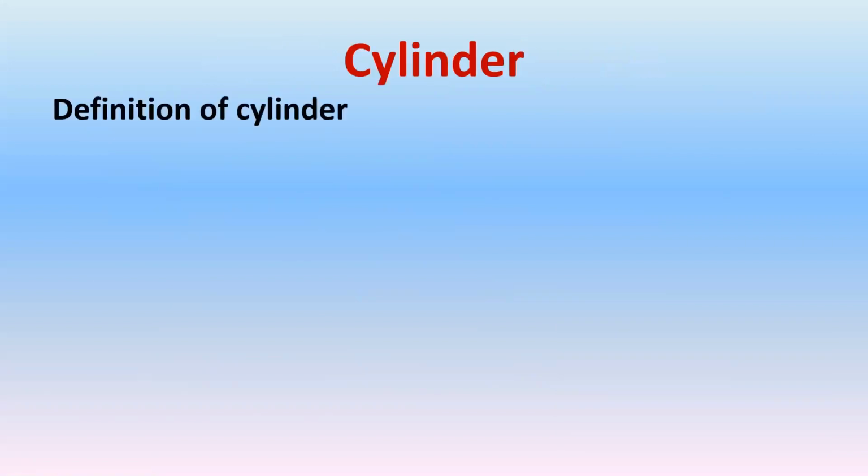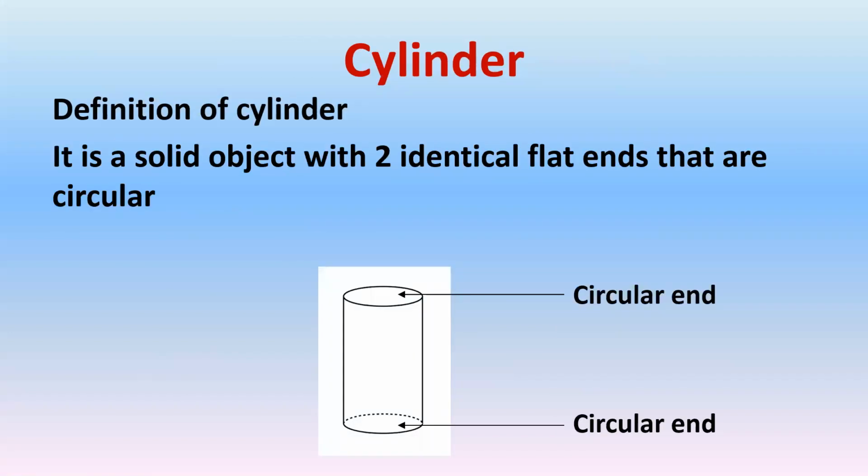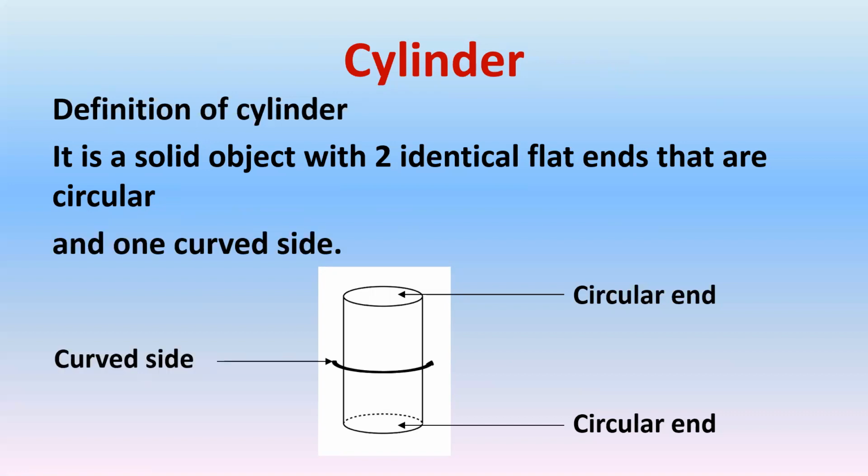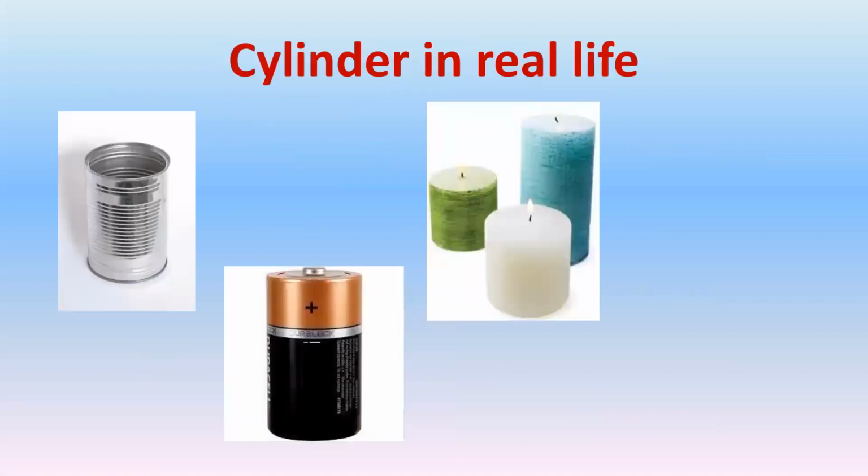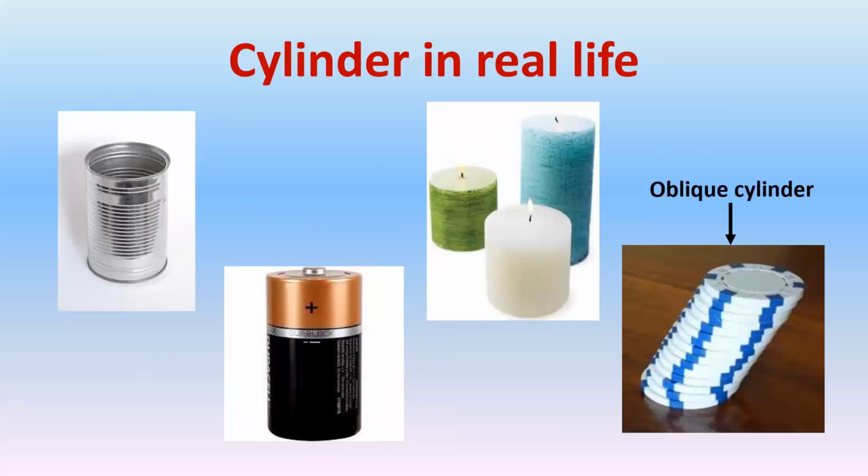First, let's have a look at the definition of cylinder. It is a solid object with two identical flat ends that are circular and one curved side. Therefore, a cylinder has two identical circular ends and a curved side. Here are some real-life examples of cylinder. We can consider a cylinder as a stack of circles placed one above the other. An oblique cylinder is the stack of circles leaned over.